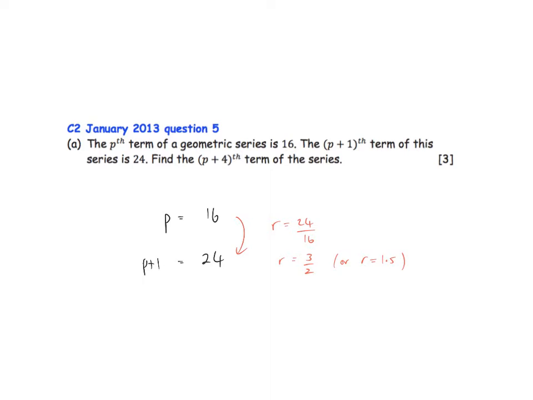Now, from there, it says find the p plus 4th term. So p plus 2 would be the next term, p plus 3 would be the term after that, and p plus 4 would be the term after that. So all we need to do is 24 times by 1.5, so 36. 36 times by 1.5, which is 54. And then 54 times 1.5, which is not really worth doing in your head in case you get it wrong, is 81. Okay, and that's literally all you had to do for 3 marks.